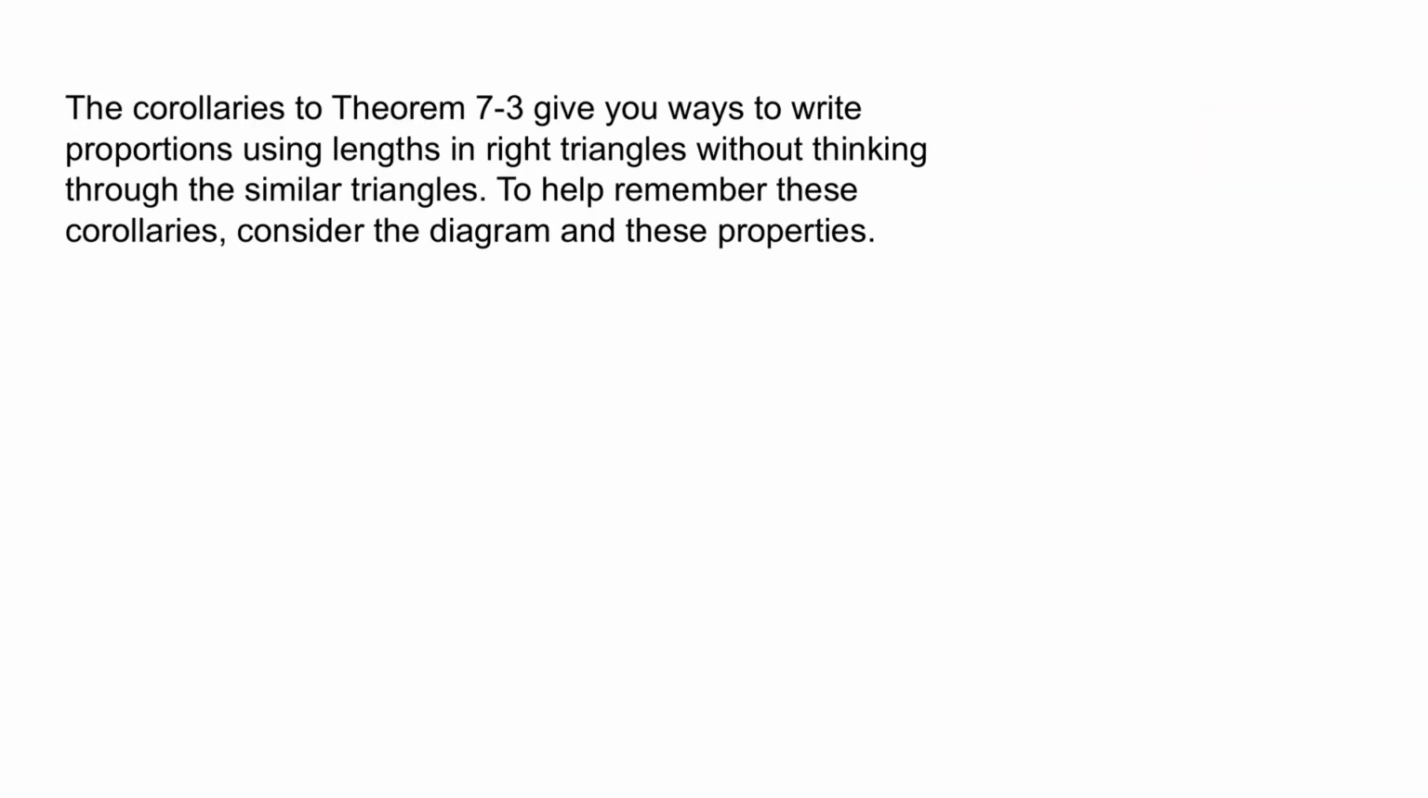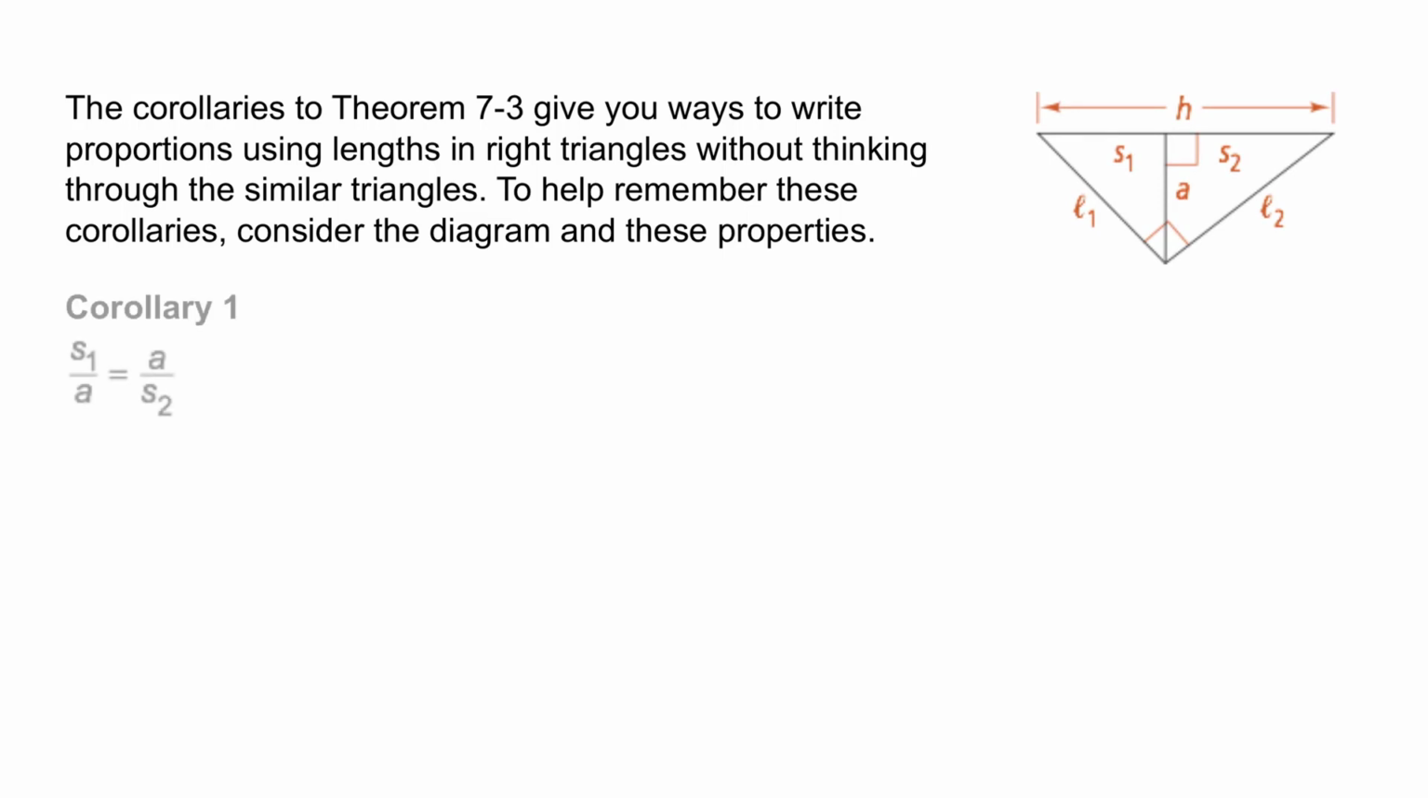The corollaries to Theorem 7.3 give you ways to write proportions using lengths in right triangles without thinking through the similar triangles. To help remember these corollaries, consider the diagram and these properties. Corollary 1: S1 over A equals A over S2. Corollary 2: H over L1 equals L1 over S1, and H over L2 equals L2 over S2.